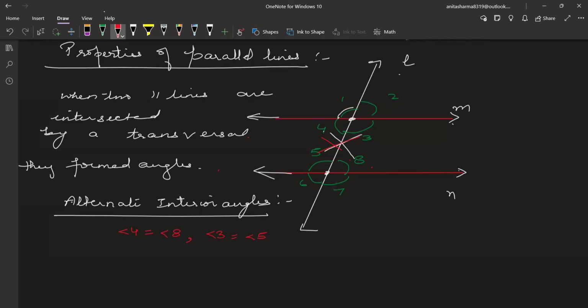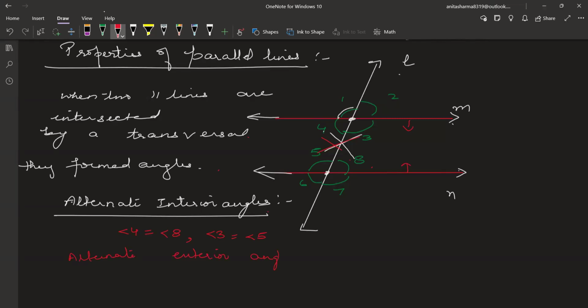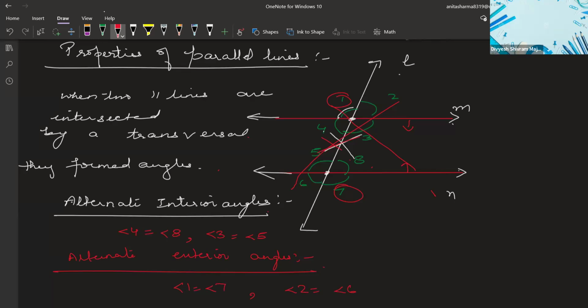So there should be alternate exterior angles also, right? Yes, ma'am. So alternate exterior angles will be, exterior means outside. So this and this, outside means this. So angle 1 will be equal to angle 7. Clear, beta? And angle 2 will be equal to angle 6. All have understood this thing? Ma'am, there will be corresponding angles also, right? Yes. So kindly note it down fast, children. Okay, ma'am.